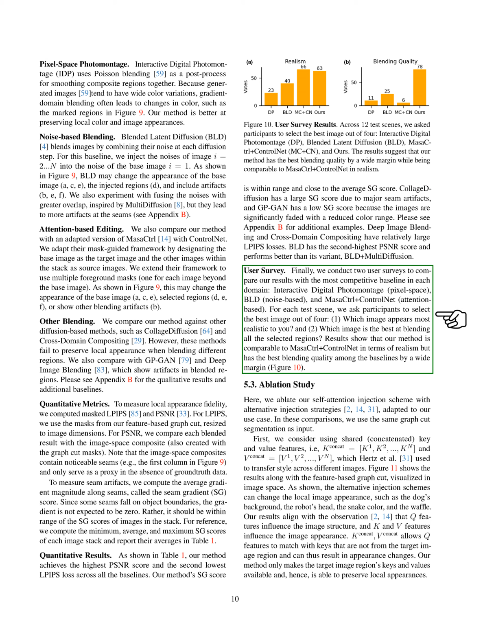Finally, we conduct 2 user surveys to compare our results with the most competitive baselines in each domain: interactive digital photomontage, blended latent diffusion, and MasaCtrl with ControlNet. Participants select the most realistic image and the best at blending selected regions. Our findings show that our method is comparable to MasaCtrl in realism but significantly outperforms the baselines in blending quality.